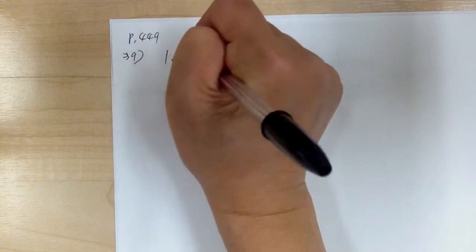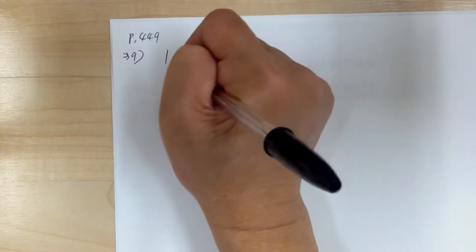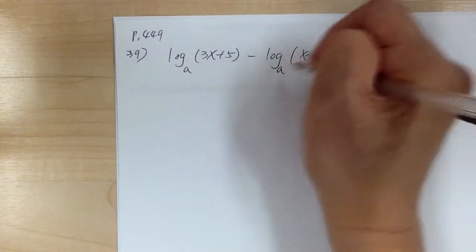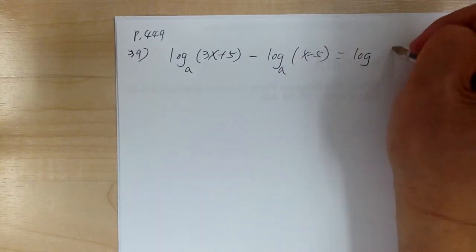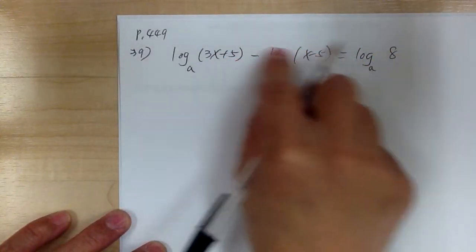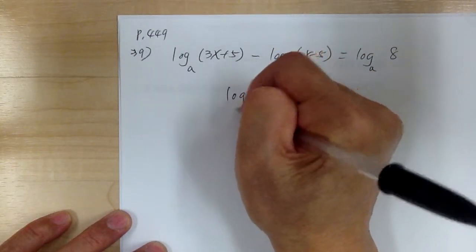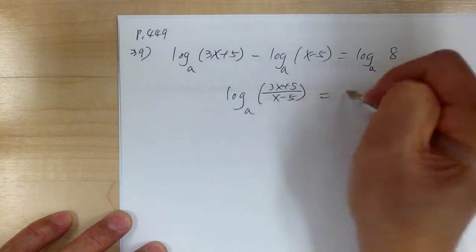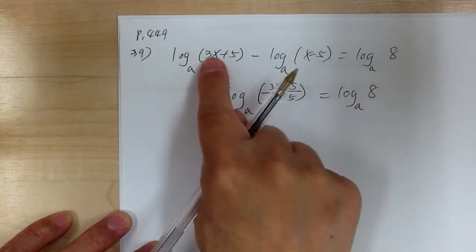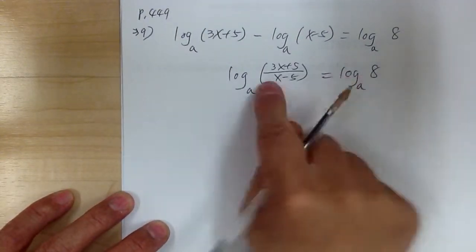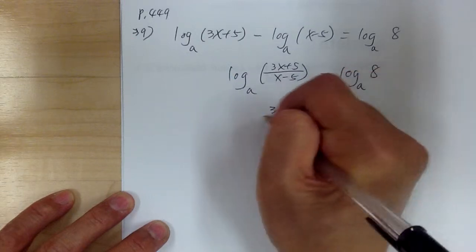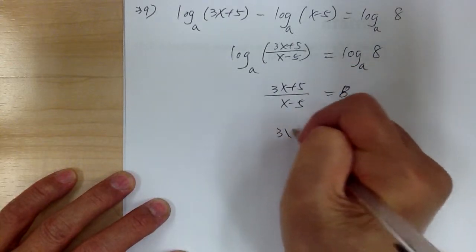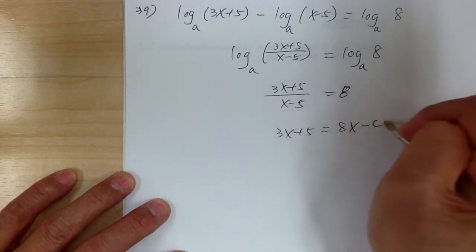You have log of 3x plus 5 base a minus log of x minus 5 base a equal to log 8 base a. So this is subtraction, so right away I'm going to combine this together into log of 3x plus 5 over x minus 5 base a equal to log 8 base a, right? Now I can do the matching, so I get 3x plus 5 over x minus 5 equal to 8. And I'm going to cross multiply, so I've got 3x plus 5 equal to 8x minus 40.